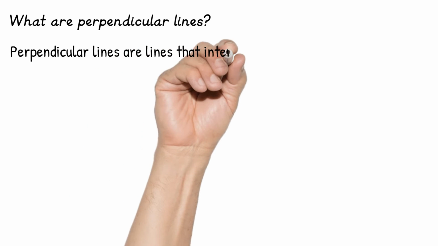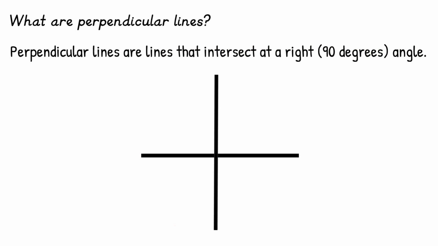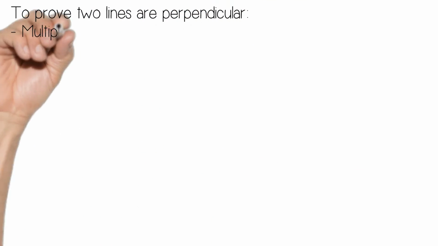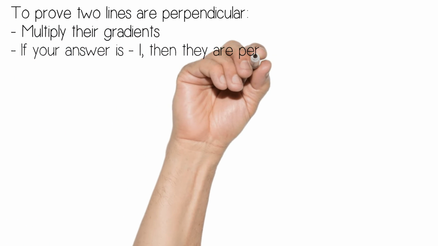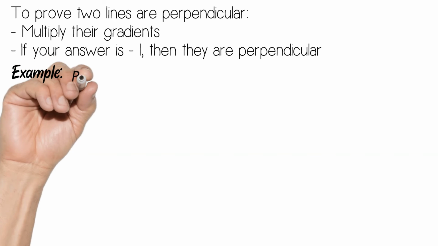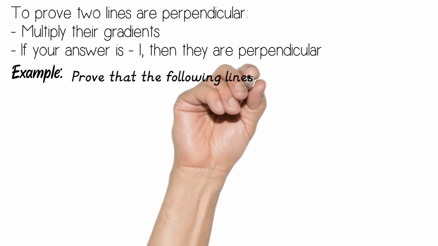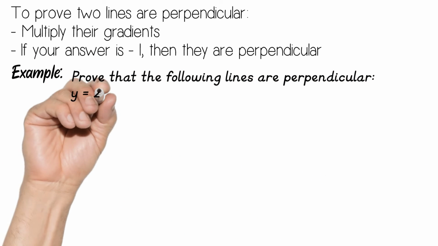What are perpendicular lines? Perpendicular lines are lines that intersect at a 90-degree angle. So to prove that two lines are perpendicular, if you multiply the gradients together, you should get an answer of -1. If you do, you have perpendicular lines. If they don't, they're not perpendicular.